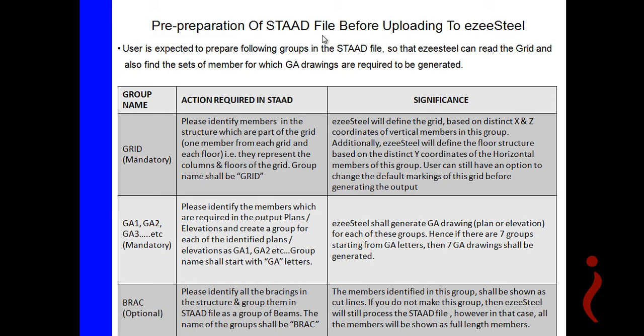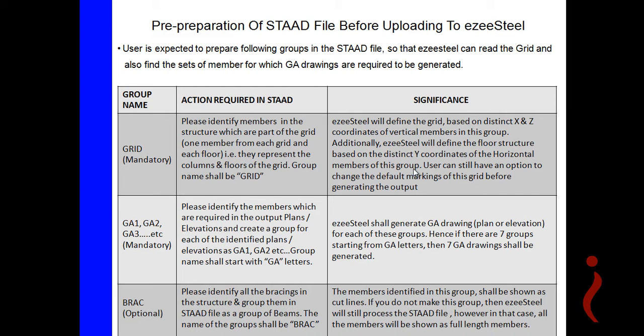The user has to select one vertical member from each grid line and one horizontal member from each floor. Here we recommend selecting only a single member from each grid line or floor, so as to avoid extra grid lines or floors getting generated by EzeeSteel. When you create this grid group, EzeeSteel will define the grid based on distinct X and Z coordinates of vertical members in this group. Additionally, EzeeSteel will define the floor structure based on the distinct Y coordinates of the horizontal members of this group.